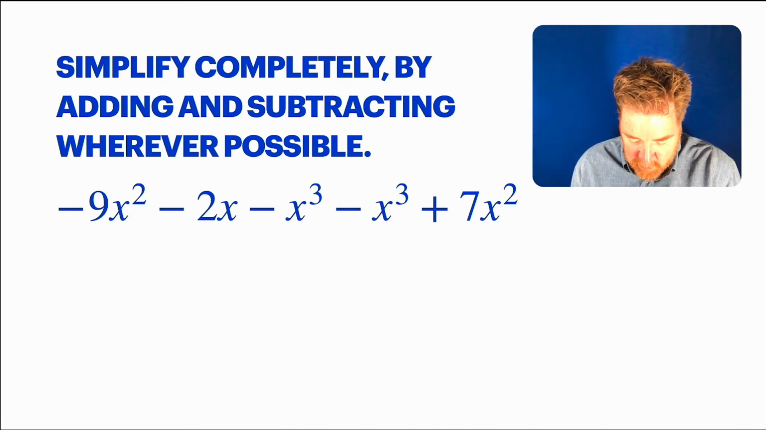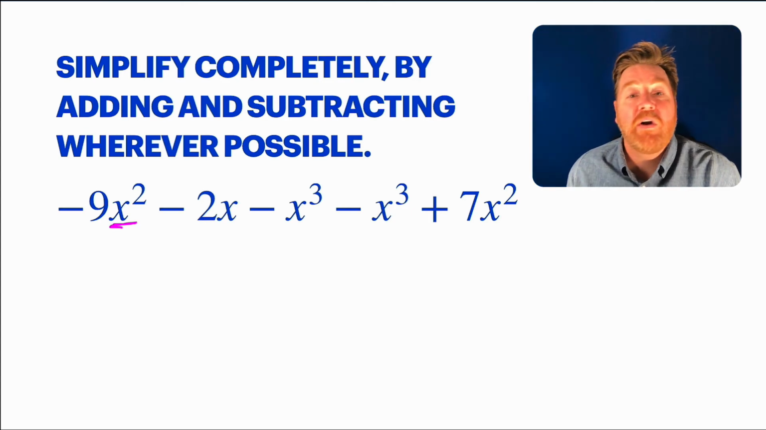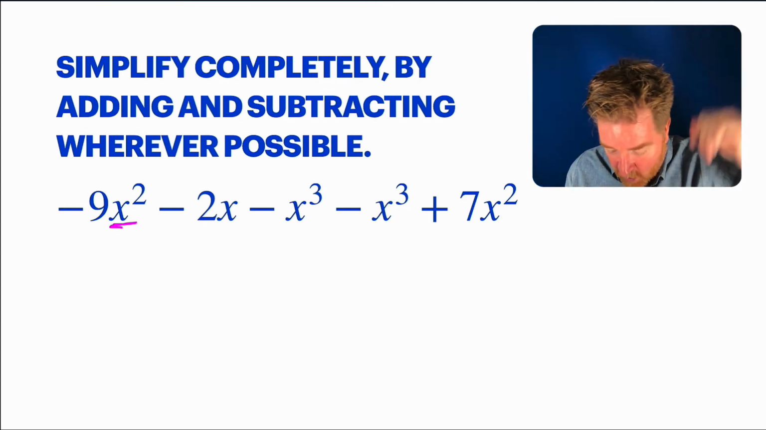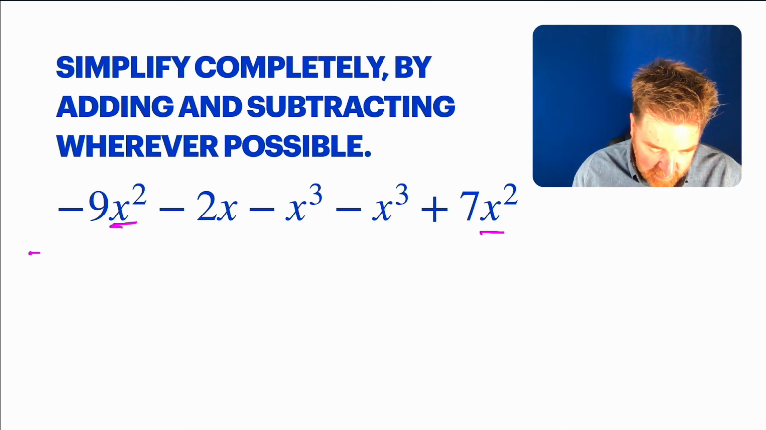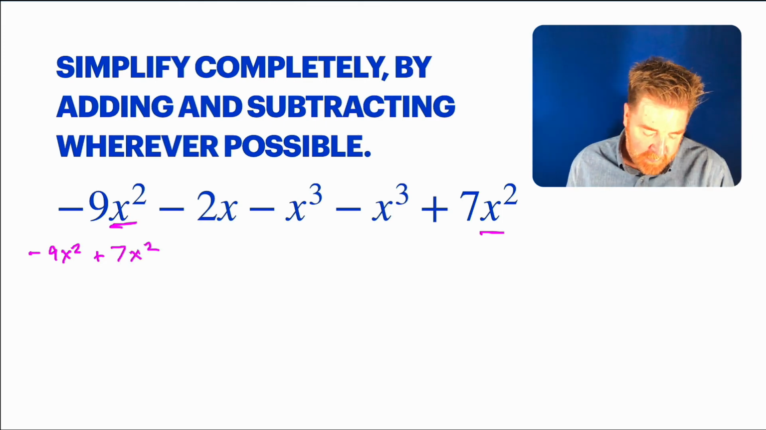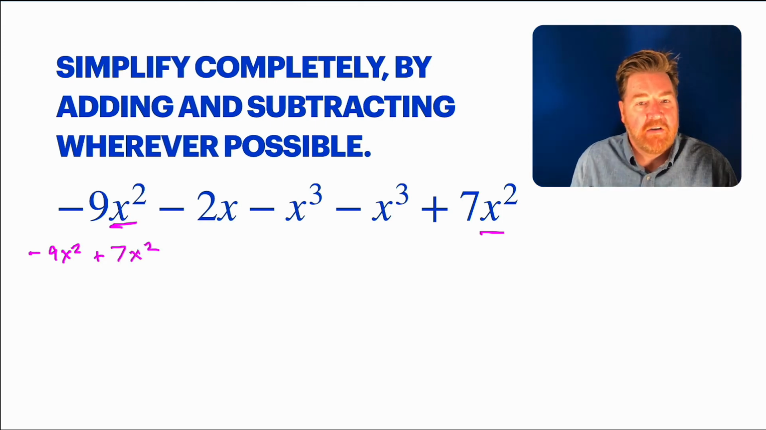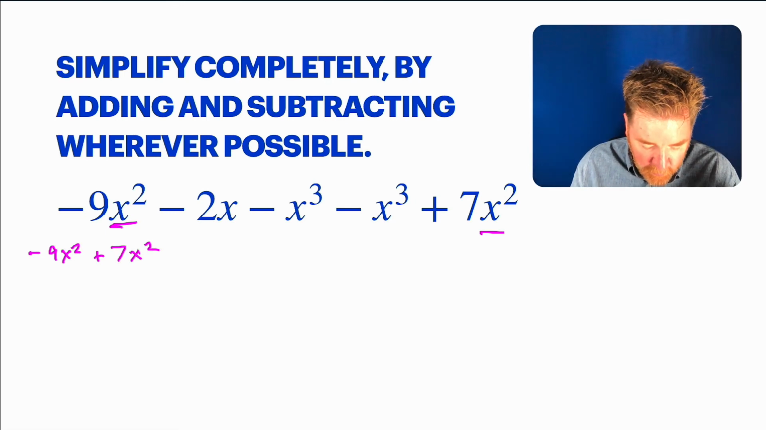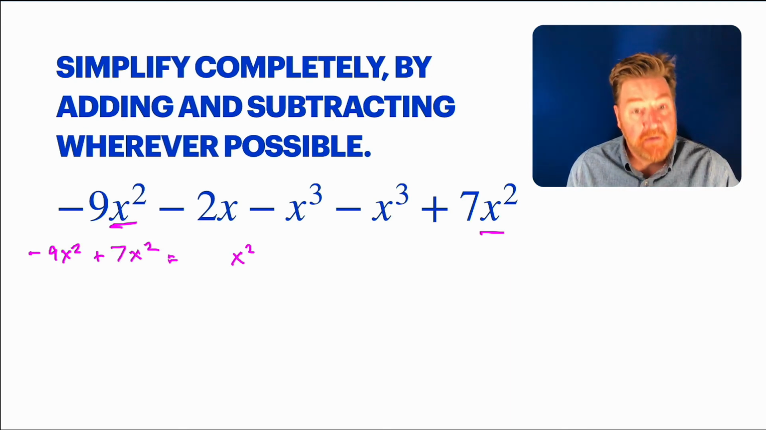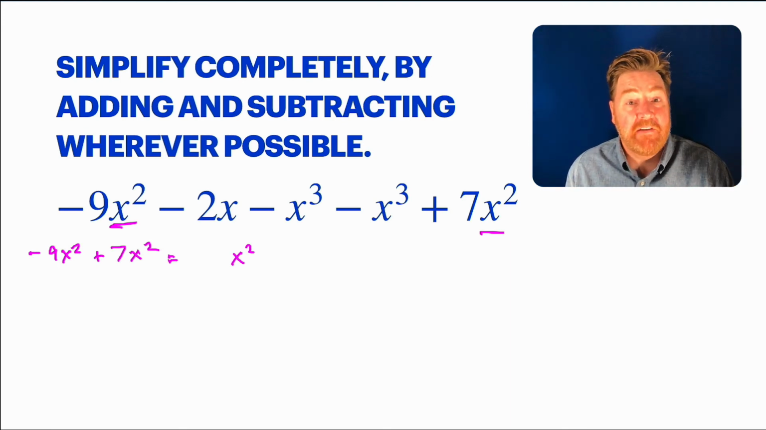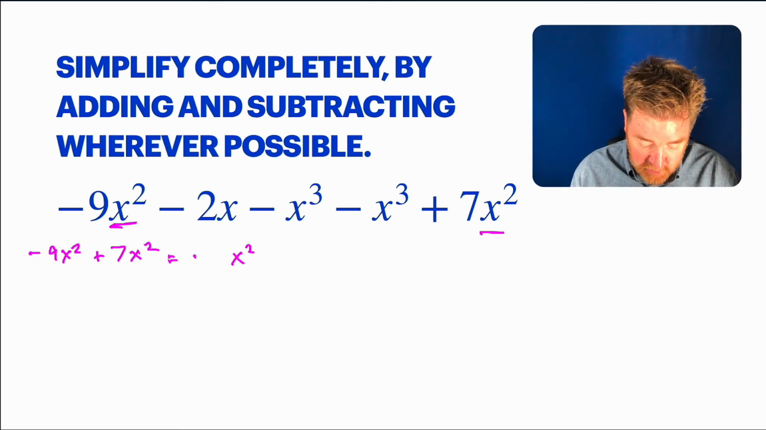Okay, so let's do the same thing we were doing before. We've got some x squareds here. Any other x squareds you guys see? Looking down there, yeah, all the way at the end, x squared, beautiful. So we have negative 9x squared plus 7x squared. We're just doing addition there, no big deal. So x squareds and x squareds, add them together, you get x squareds, and negative 9 plus 7, that's just negative 2.